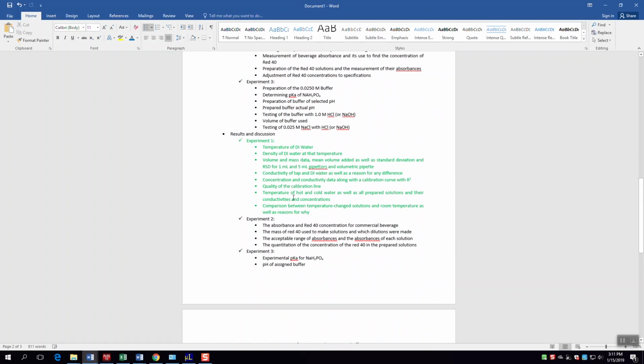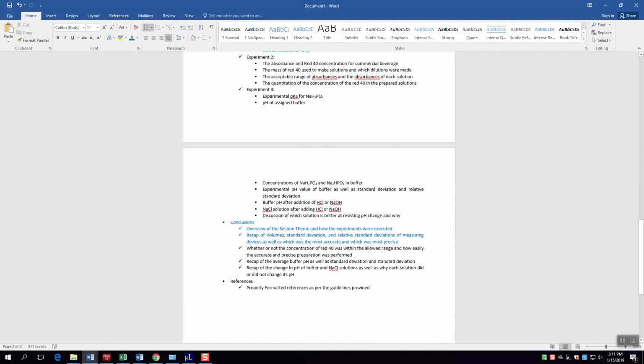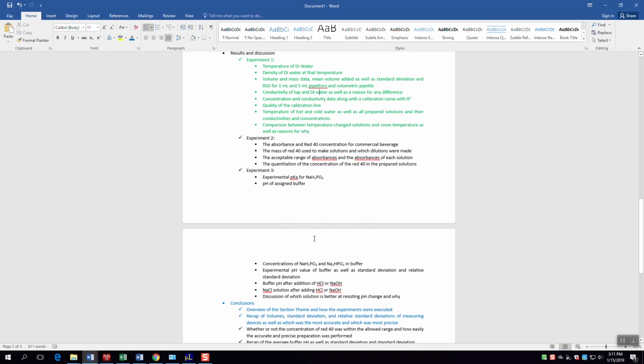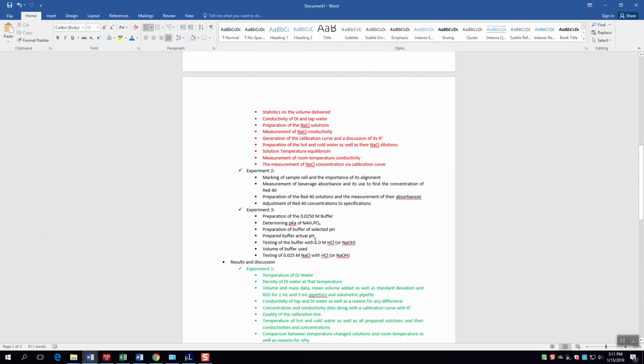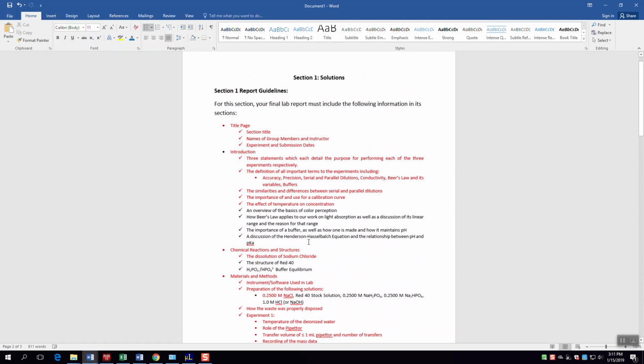So, just as a quick recap, red is the things you will do before you come to lab, green is the things you will do during lab, then you'll get feedback on the red and green, and you'll add the blue after you've performed the experiment to your final report to hand in to your TA.